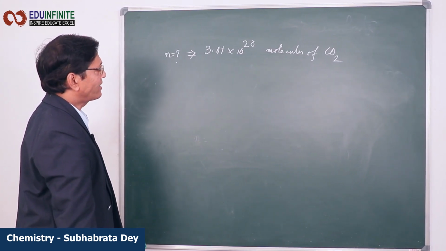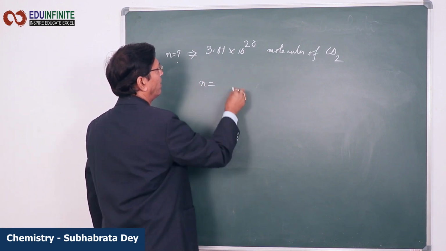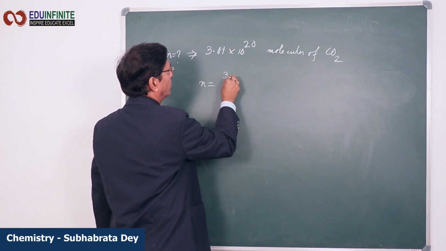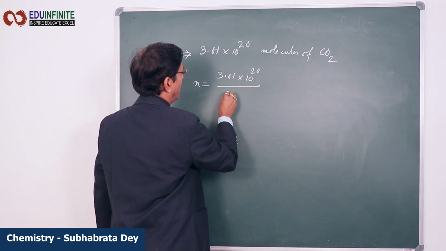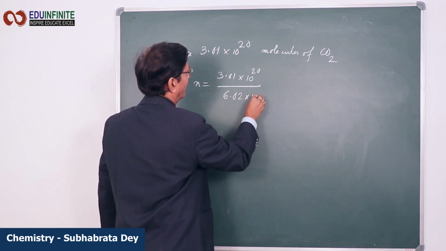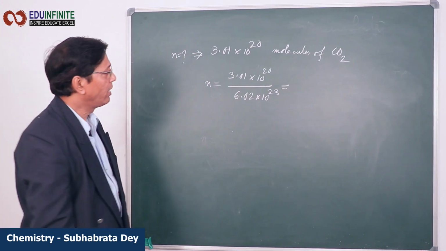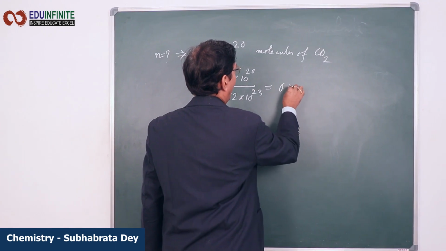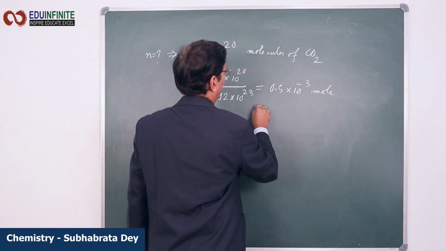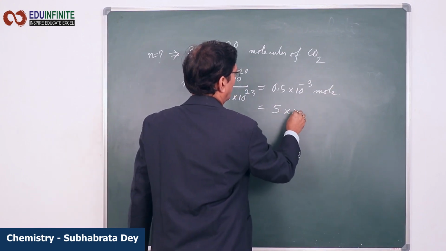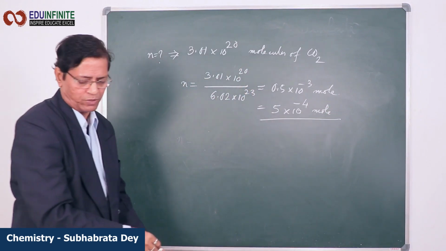What to do? As I have mentioned, when the number is given, to calculate the number of moles, take the number of molecules or particles given divided by Avogadro's number. You will get the value and it will be 0.5 into 10 to the power minus 3 mole, or 5 into 10 to the power minus 4 mole. This is the first case.